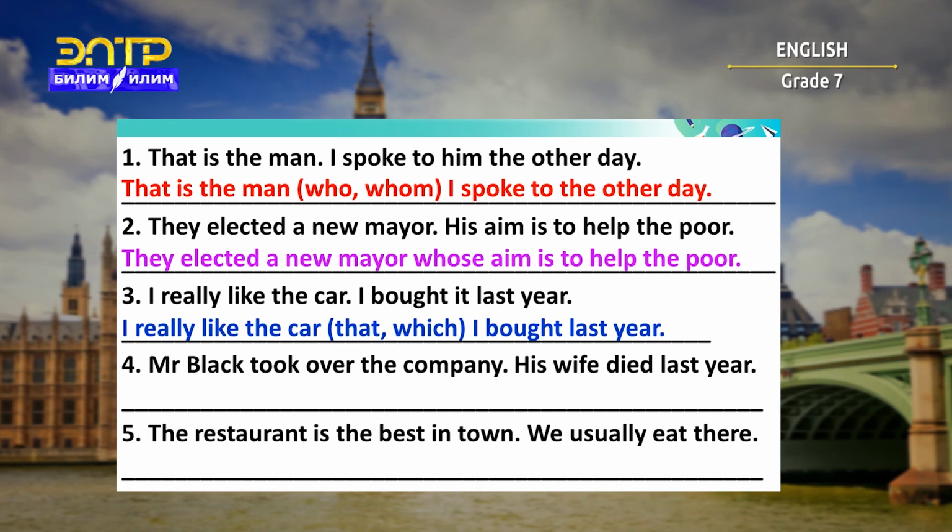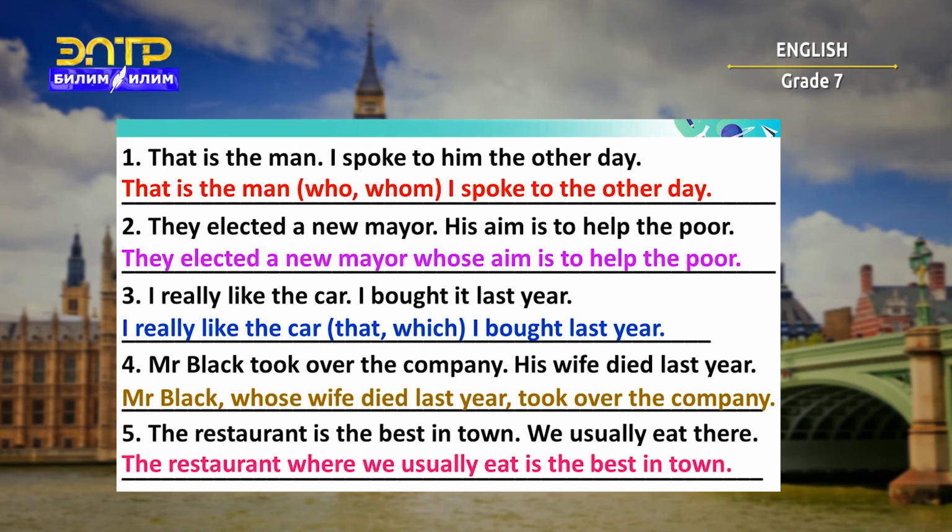Mr. Black took over the company. His wife died last year. Mr. Black, whose wife died last year, took over the company. And the last one. The restaurant is the best in town. We usually eat there. The restaurant where we usually eat is the best in town.